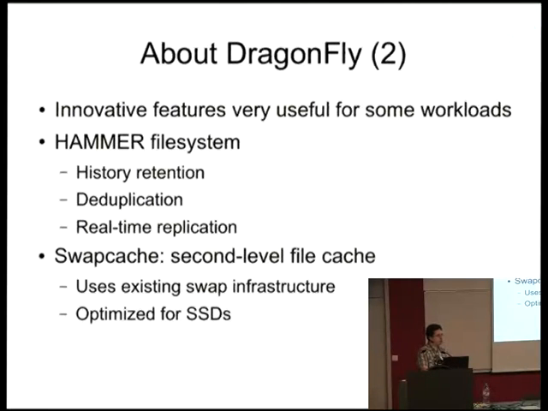DragonFly also has some innovative features which can be very useful for specific workloads, such as the Hammer file system, which retains history, is able to do deduplication without a high hardware cost, and is also able to be replicated in real time to remote machines in a master-slave fashion. We also have something called swap cache, which is a second-level file cache, which uses the existing swap infrastructure and is optimized for SSDs.